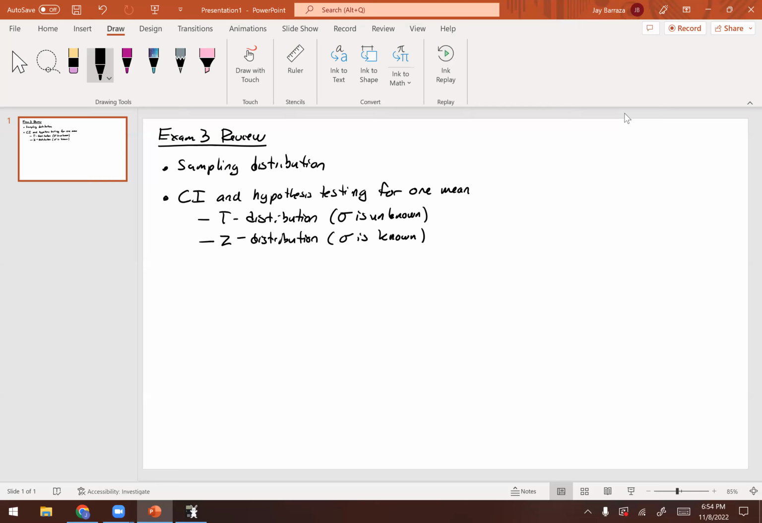So how to do a confidence interval and a hypothesis test for one mean. Remember, there's no proportion on here. That's going to be the next exam.